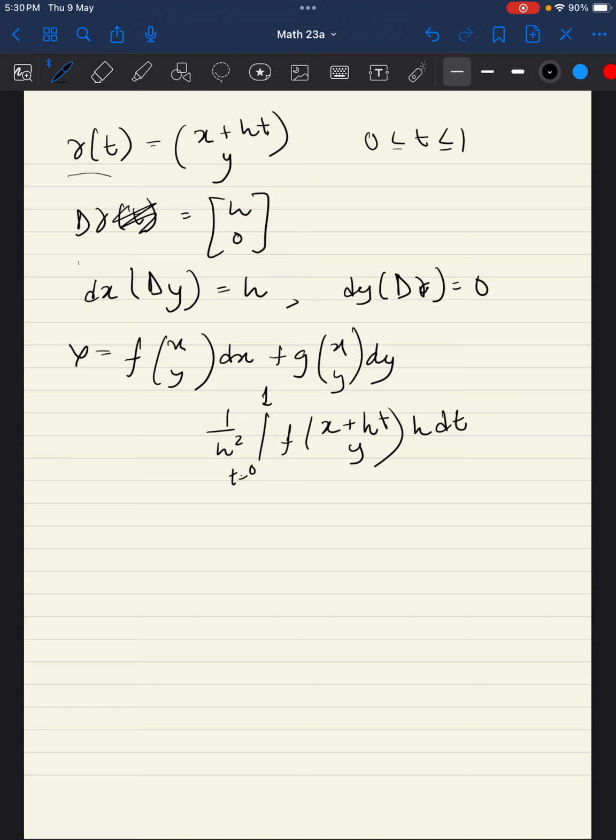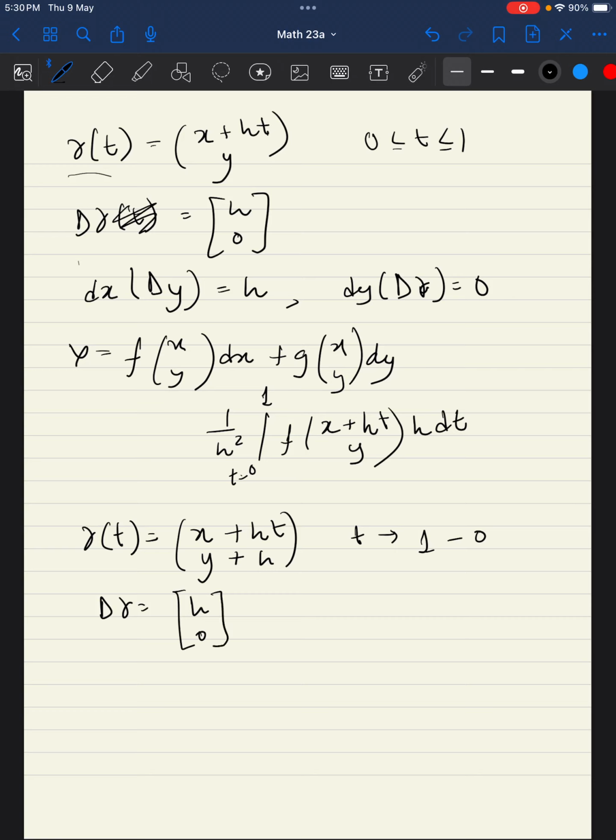So when we parametrize this, it's going to be something like gamma t is equal to x plus ht, y plus h, and then t goes from 1 to 0. And the Jacobian for this thing, again, because we're differentiating with respect to t, is going to be d gamma is equal to h, 0.